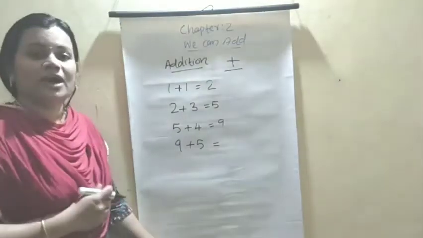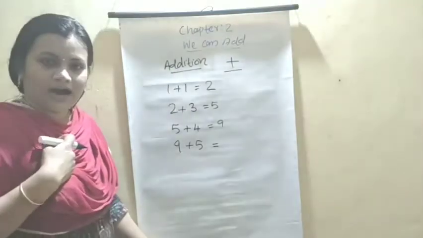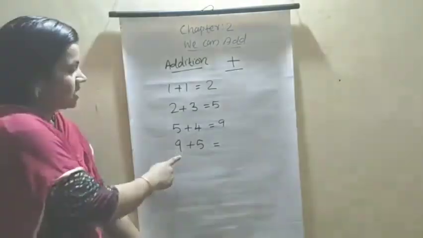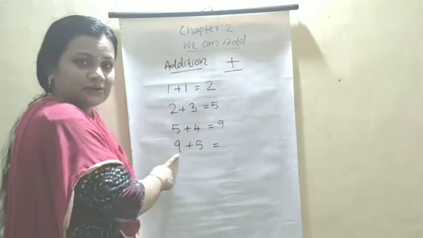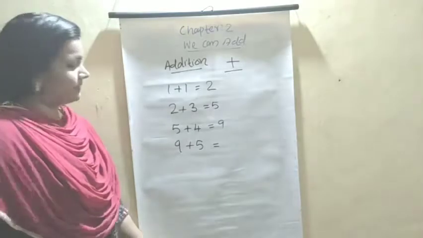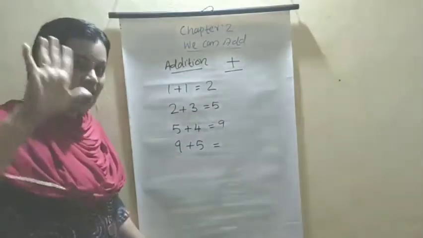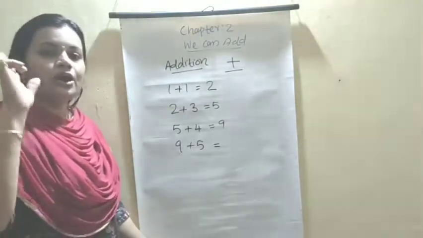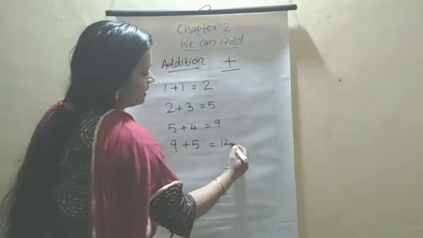Again we are doing 9 plus 5. We use the same method. Keep 9 in your mind, take your 5 fingers, and count after 9. Are you a 3rd standard student? Do you know addition? If you don't know, you do it like this. Count: 10, 11, 12, 13, 14. What is the answer? 14.